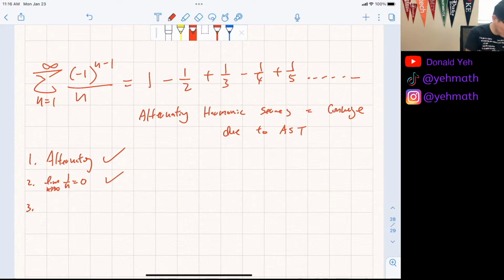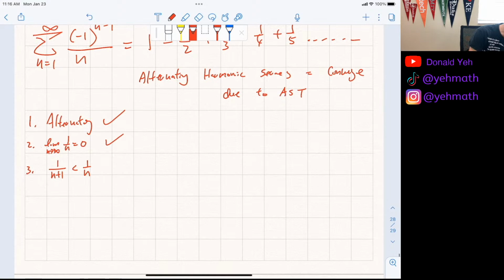Is a_(n+1) less than a_n? So is 1 over (n+1) less than 1 over n? Yes. Yeah, it would be. The first one, we just didn't include, you just have to know it's alternating.